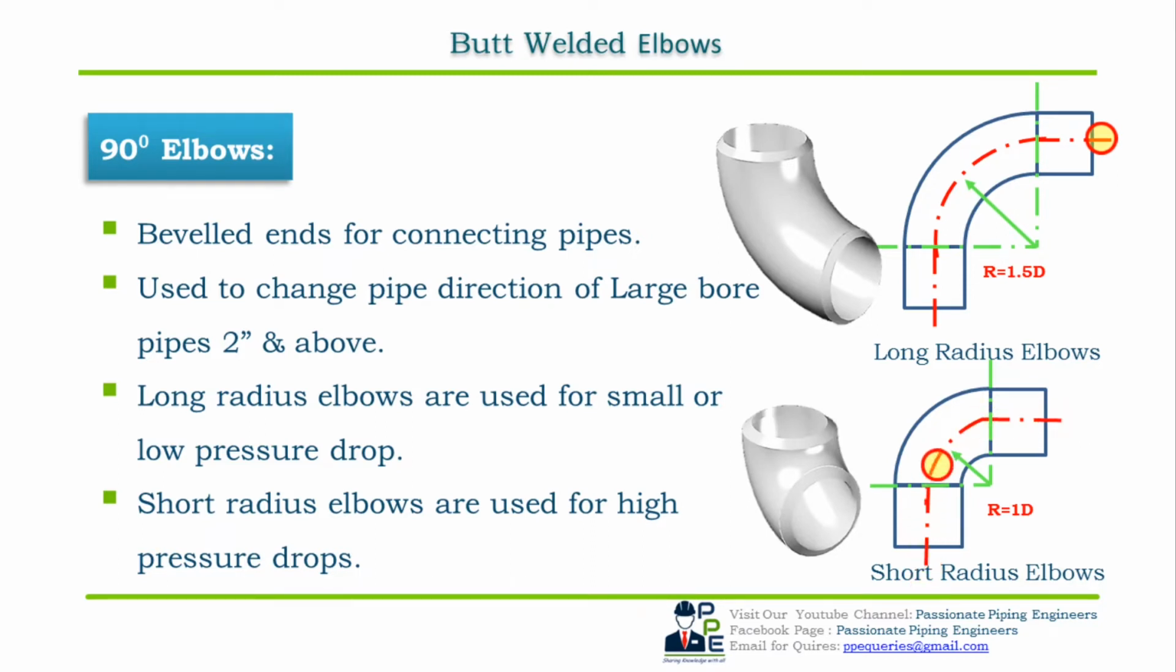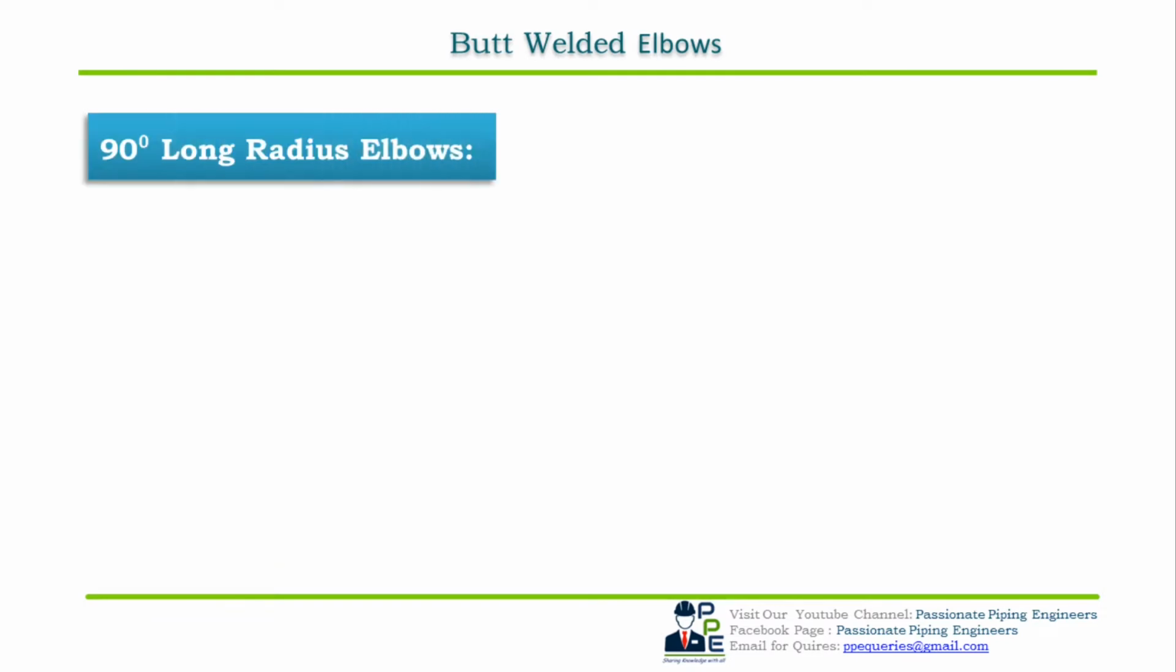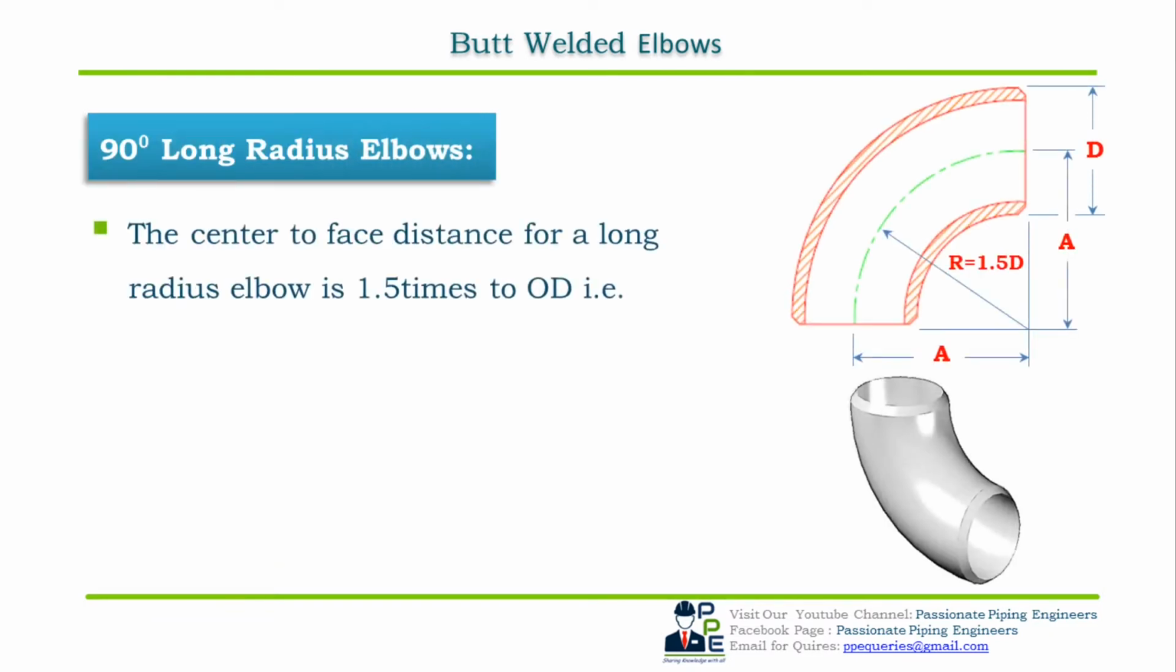The same principle applies to a pipe with a fluid flowing under pressure in it. Therefore, long radius elbows are used for small pressure drops, which are actually negligible, and short radius elbows are used where high pressure drops are needed. 90 degree long radius elbow. The center to face distance for a long radius elbow is 1.5 times the OD as shown in the cross sectional view.